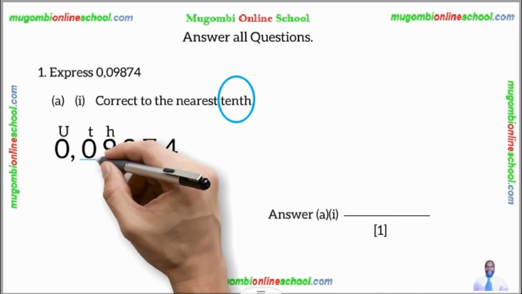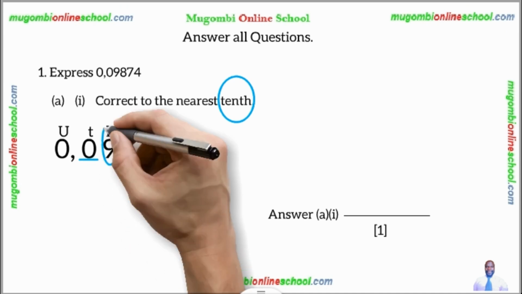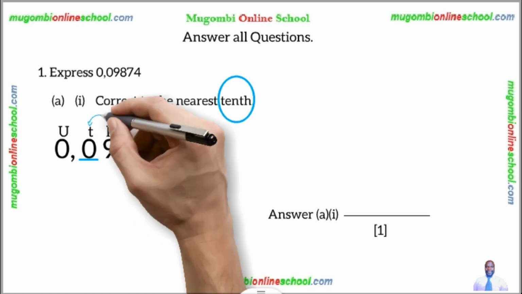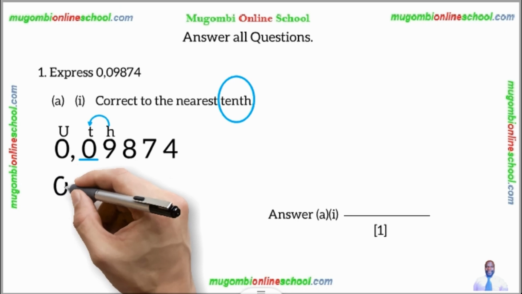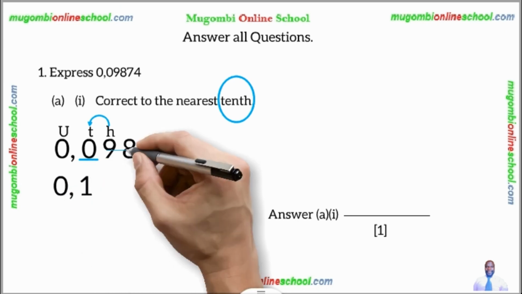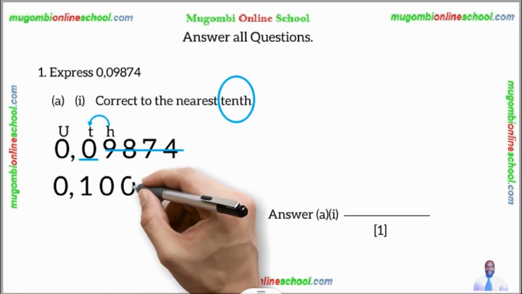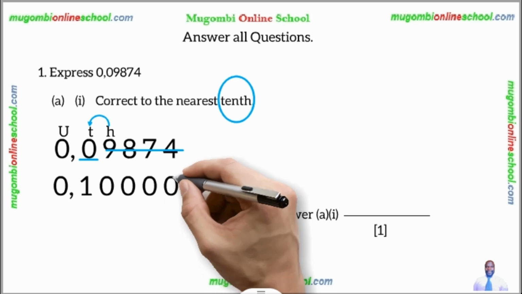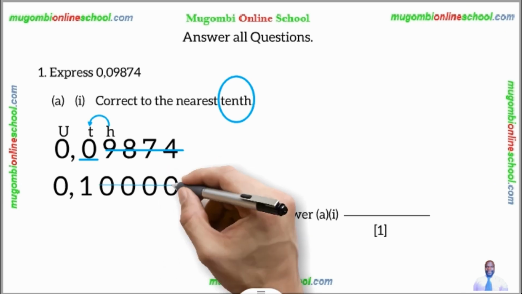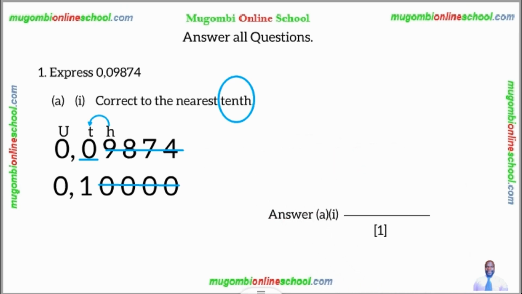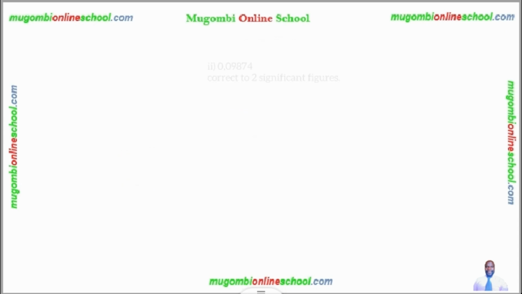The tenth value is this one, which is 0, and we look at the next digit, which is 9, and 9 is more than or equal to 5. So we add 1 to the previous digit, which becomes 0.1, and all of these digits turn into zeros. For explanation's sake, let me write the zeros. They turn into zeros, but these zeros are insignificant because they come after the decimal point, so we simply leave them. So our correct answer is 0.1. Do not write zeros after 0.1.